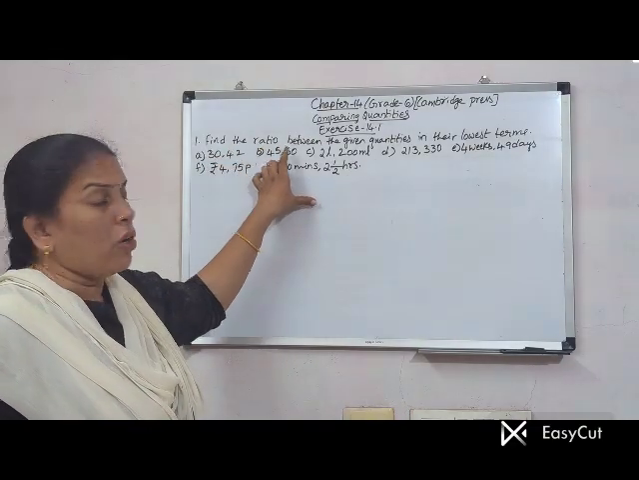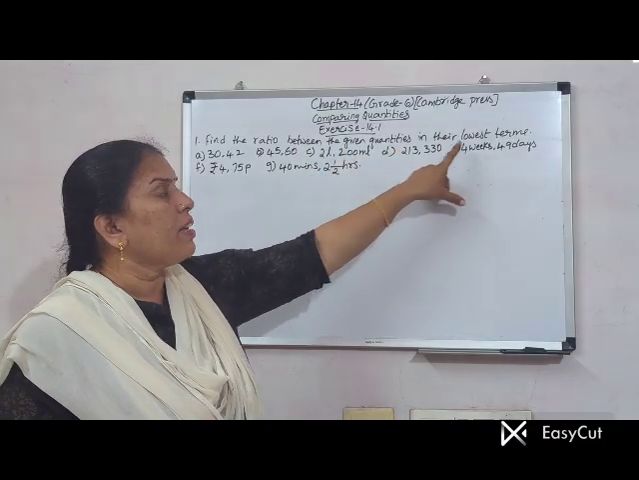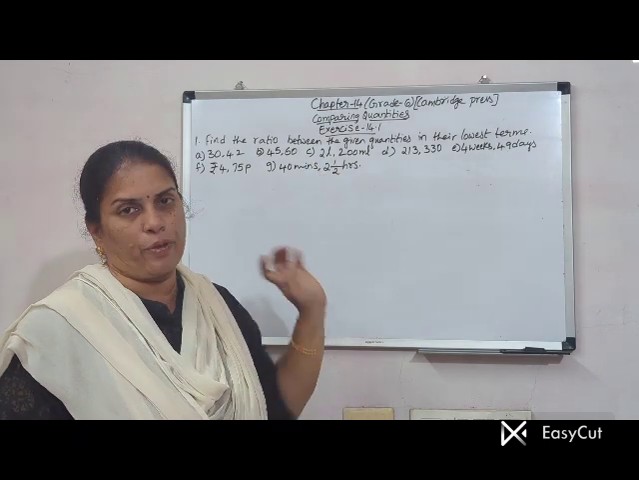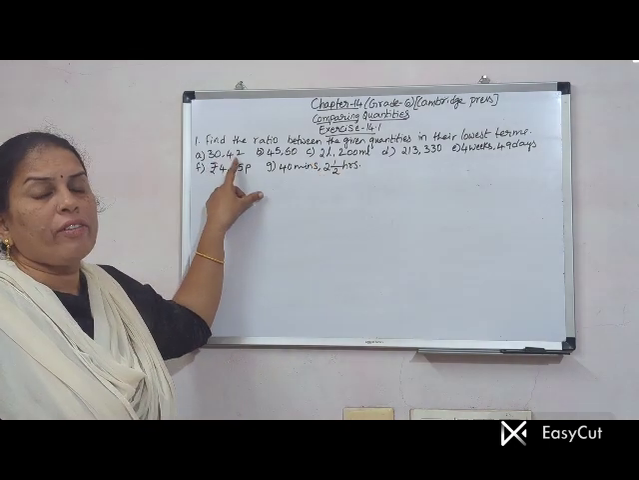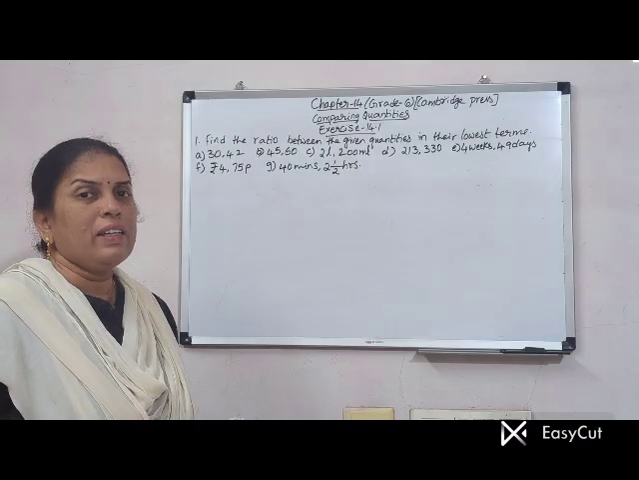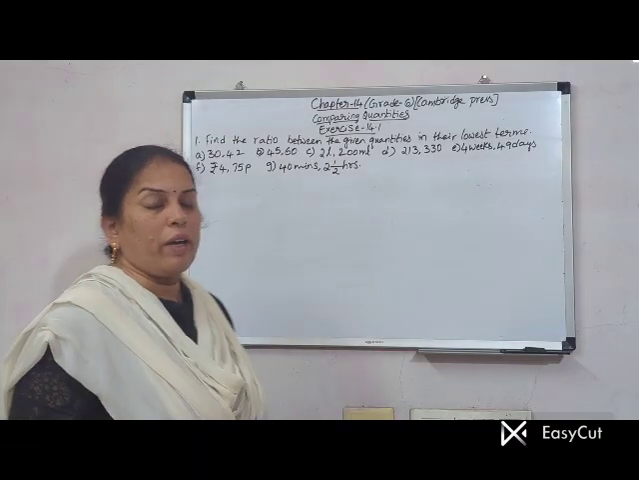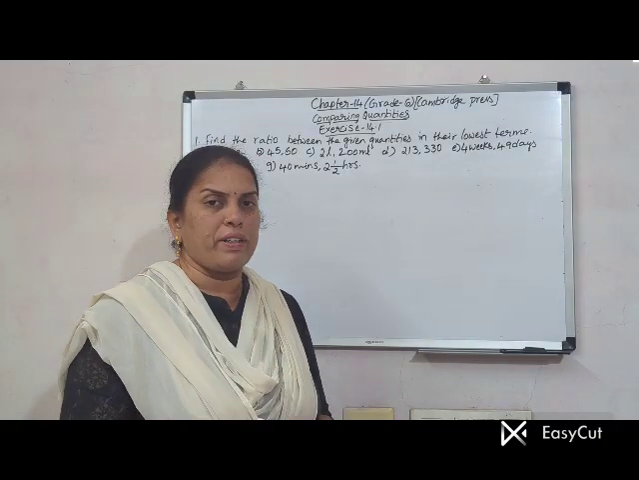What is the question they have given? Find the ratio between the given quantities in their lowest terms. They are asked to find the ratio. What are the numbers they have given? 30 and 42. What is the first question? 30 and 42. You must find the ratio. Before going to this question, I will give a few points.